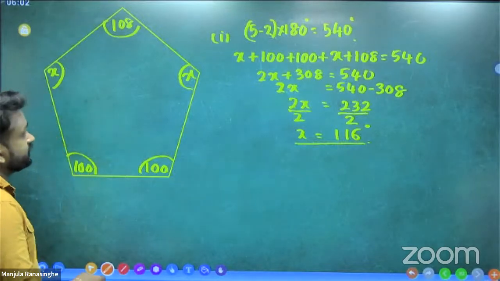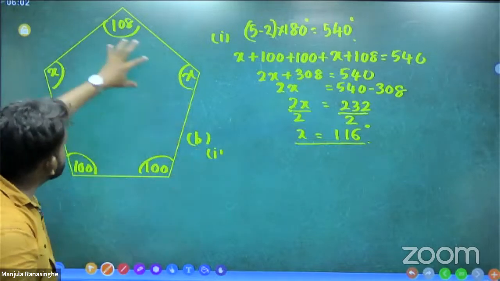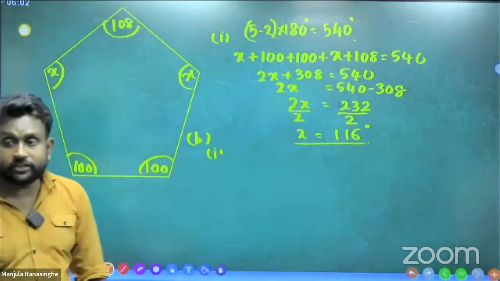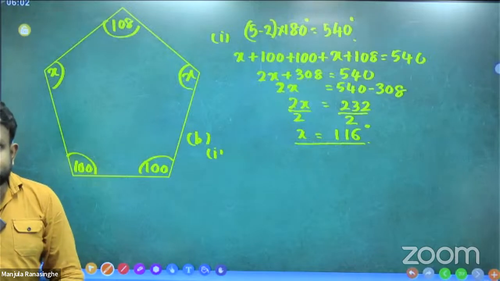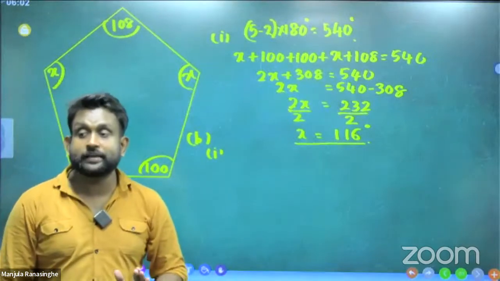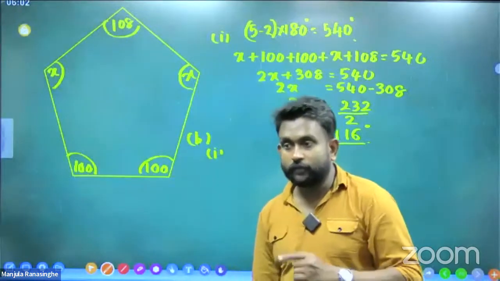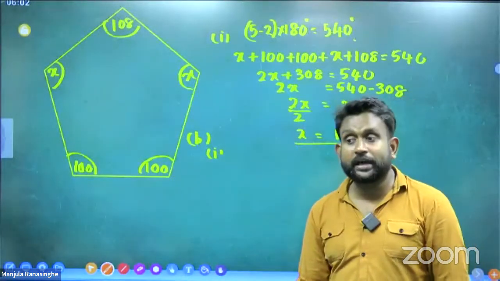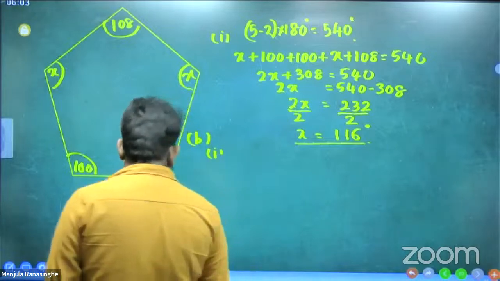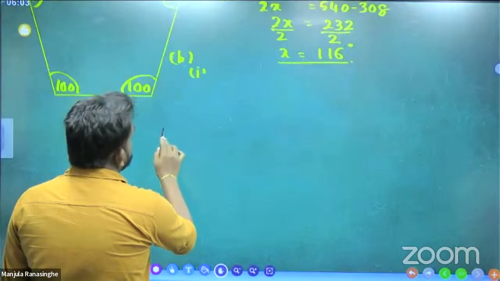That is part A, 3 marks. So part B, first one. The interior angle sum of a pentagon is 540. Find the magnitude of an exterior angle. The next question: the interior angle of a regular polygon is 4 times the exterior angle. Now we do not know what the polygon is, but see here how to deal with the question.